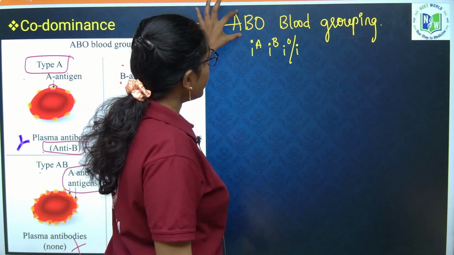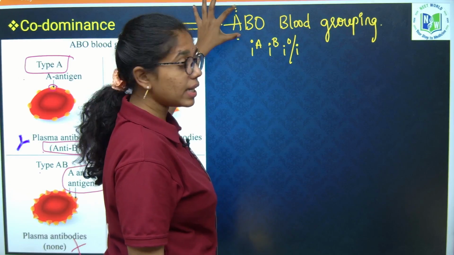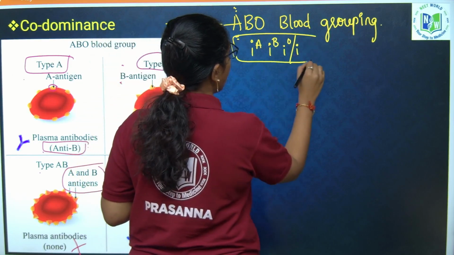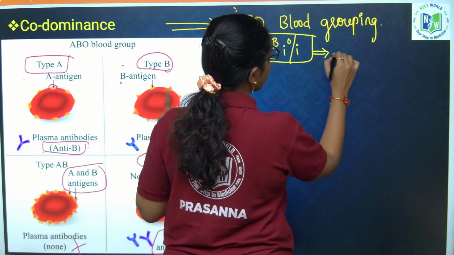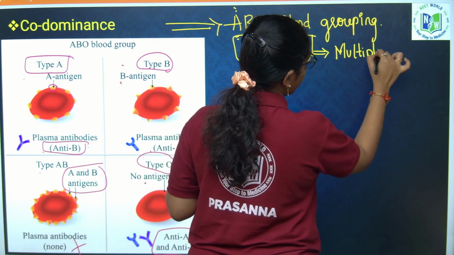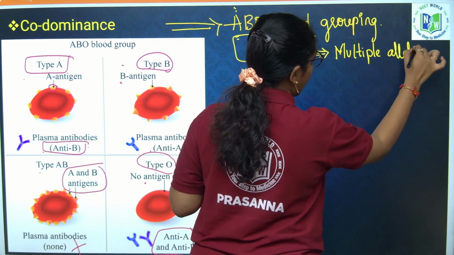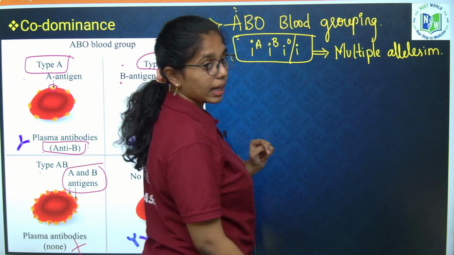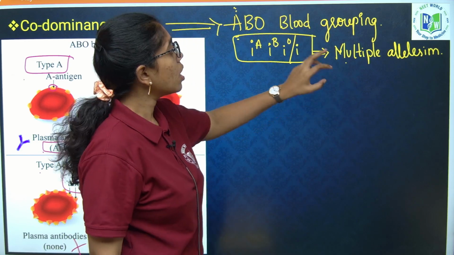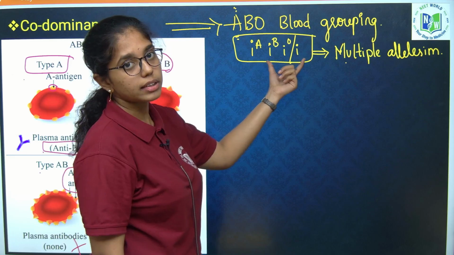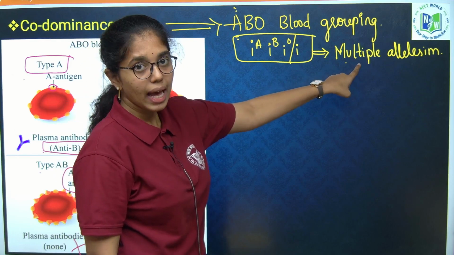So, one character or trait is expressed by many alleles, not just two alleles, many alleles. So, this is also an example of multiple allelism. This is also an example of what? Multiple allelism. What is multiple allelism? Multiple allelism means to express one character, there are more than two alleles, so it is a concept of multiple allelism.